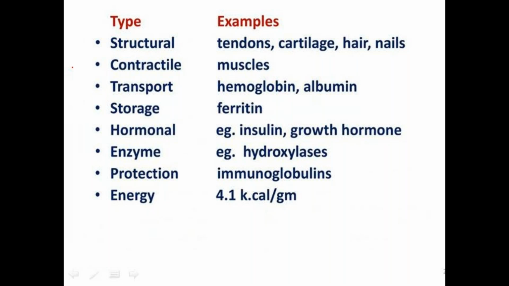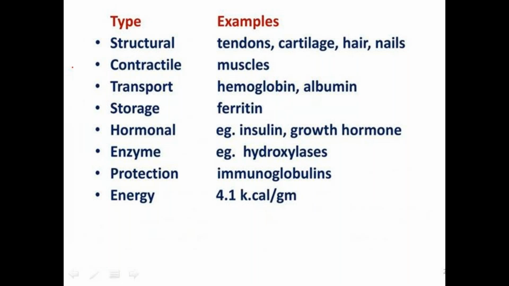The structural proteins are mainly tendons, cartilage, hair, nails. These all consist of proteins, and they are called structural proteins. Whereas the contractile proteins, those showing contractile nature, exist in muscles. And transport proteins, hemoglobin, which mainly causes iron transport, and albumin, are mainly responsible for the transport process.